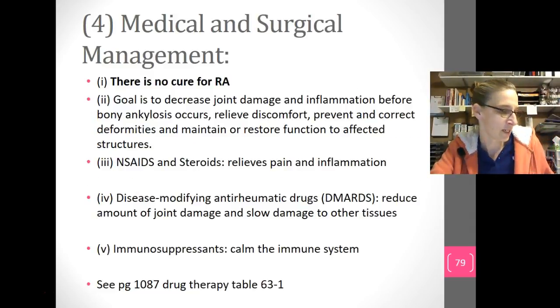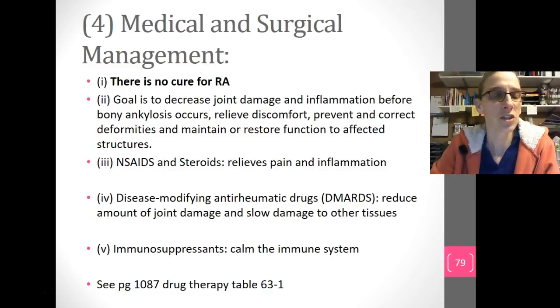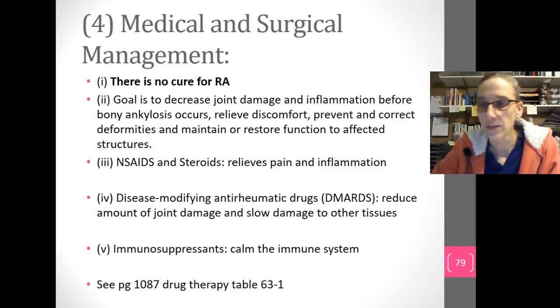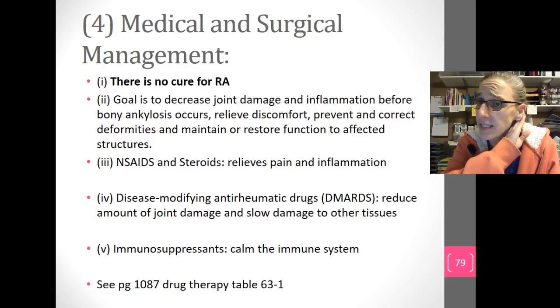All right, medical and surgical management. There is no cure for RA. It's really important to know because people are going to ask you that. The goal is simply to decrease joint damage and inflammation before bony ankylosis occurs, relieving discomfort, preventing and correcting deformities, and maintaining or restoring the function to the affected structure. Oftentimes this can be done with rest, systemic and local, balanced with exercise. So you don't want them to rest all the time, and you don't want them to be exercising all the time. You have to find this fine balance between exercising and resting.